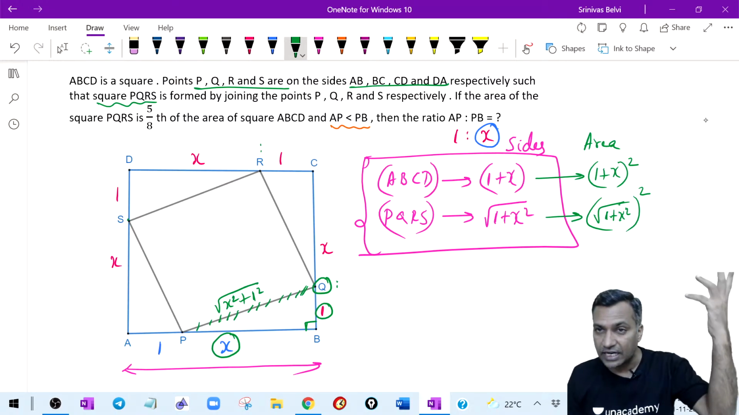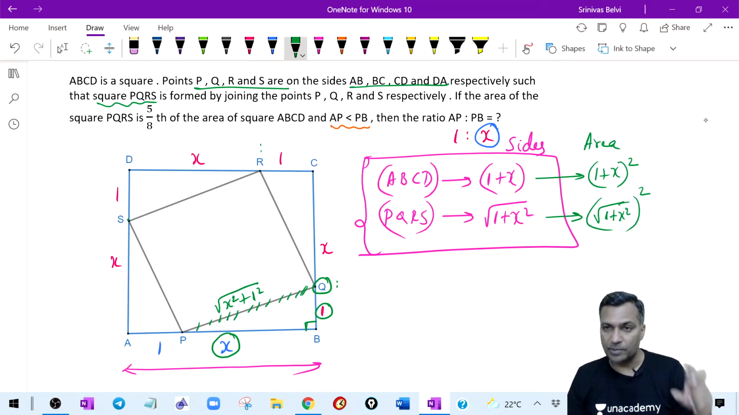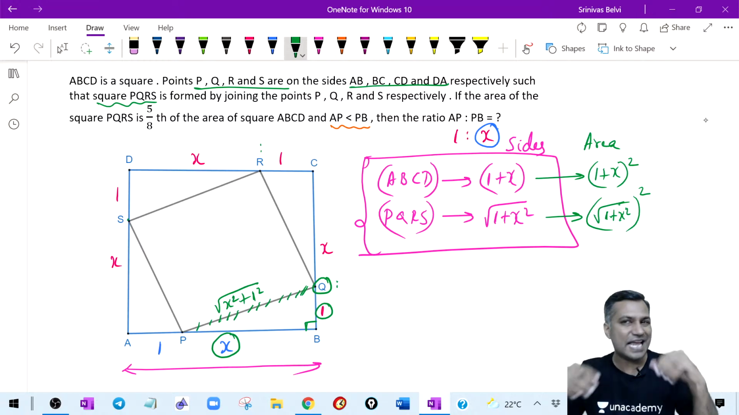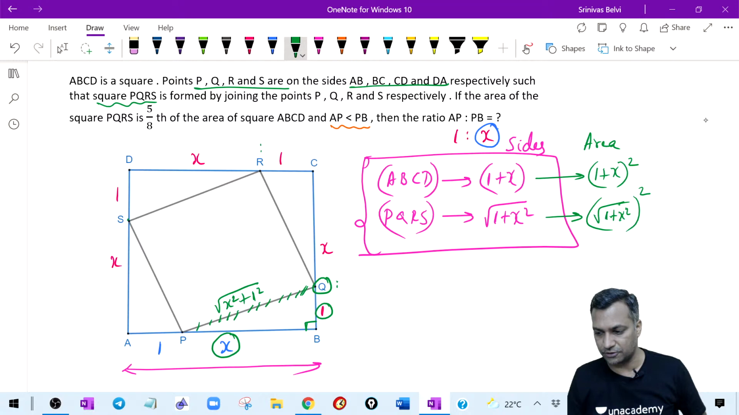Alright, similarity of triangles. I told you that similarity need not be only in triangles. Similarity can be in any geometry. We examined this in the hexagons also in the previous lecture. Now we are examining the same thing on the squares. Side ratio I know. Therefore area would be a square function of this.